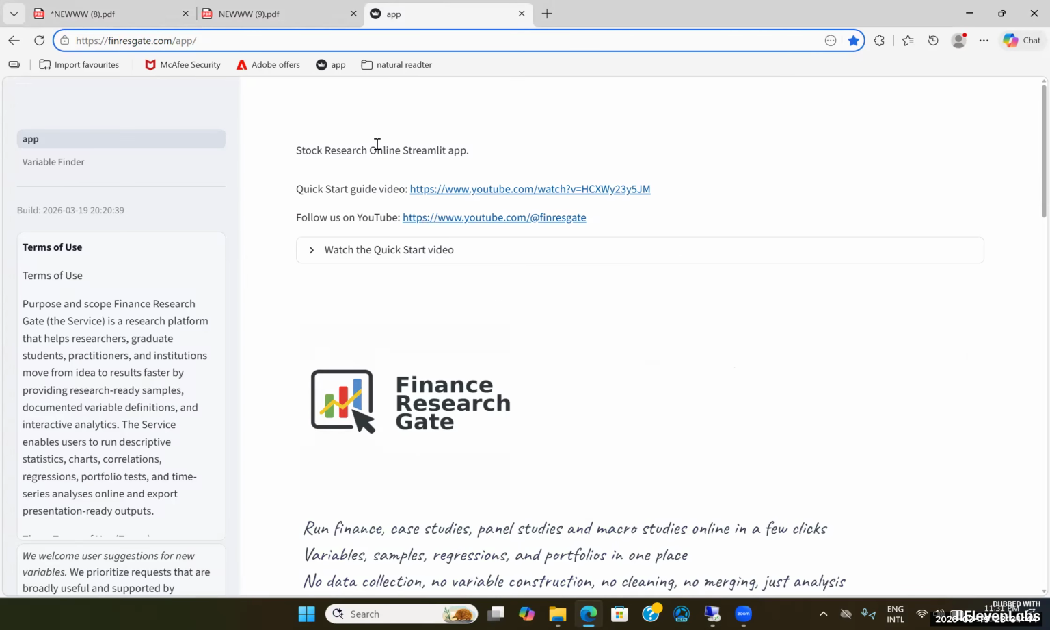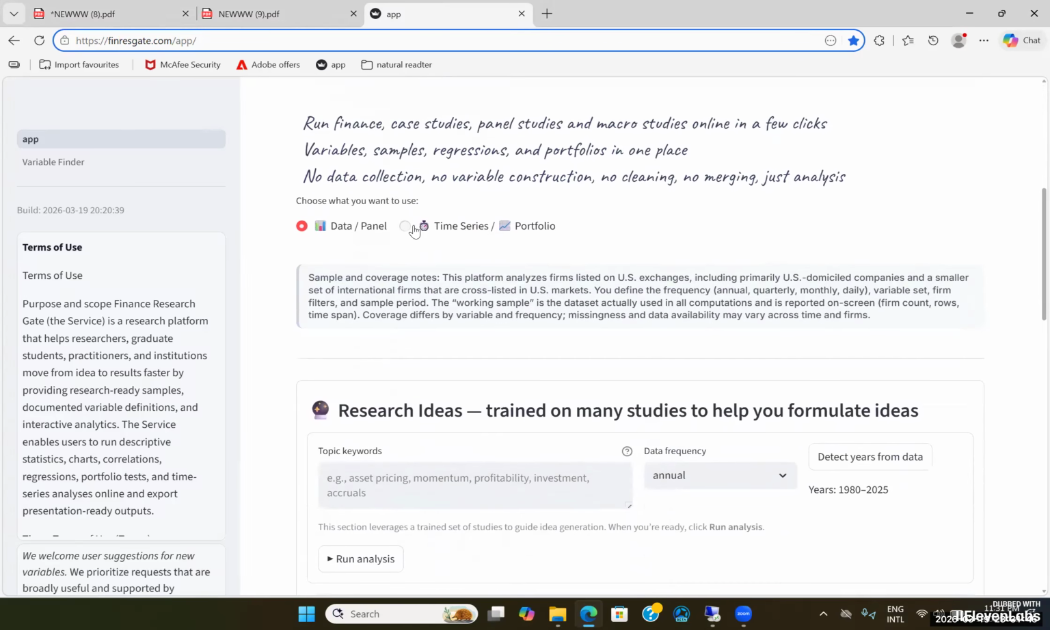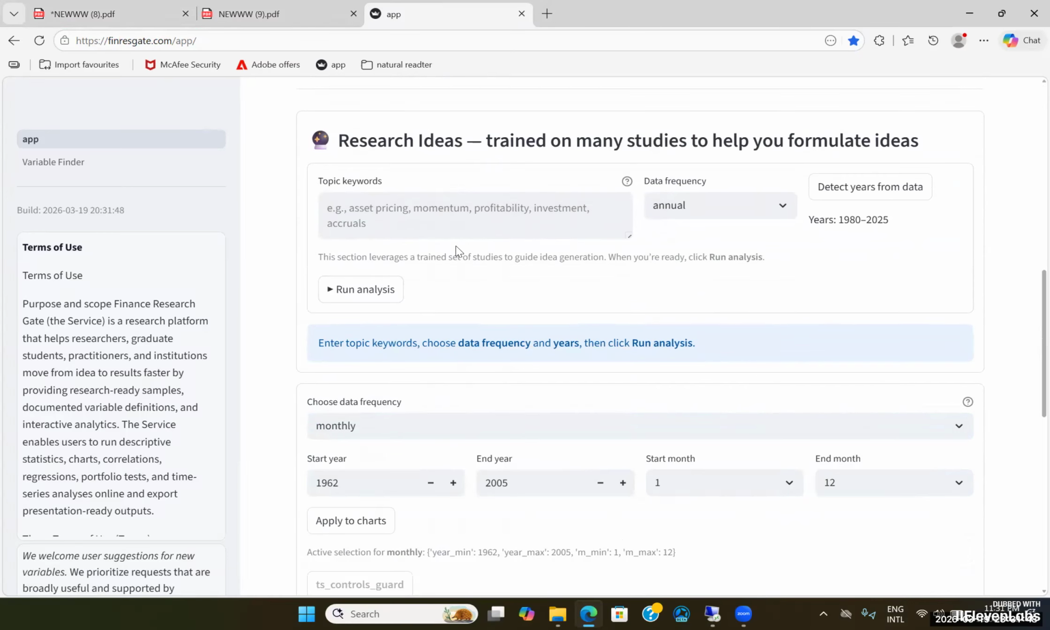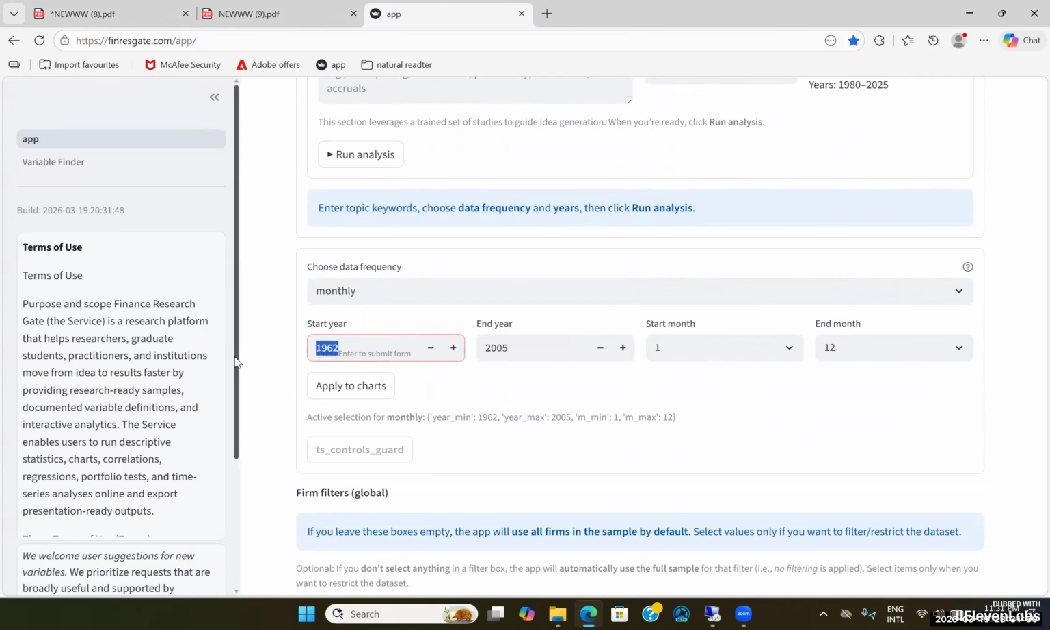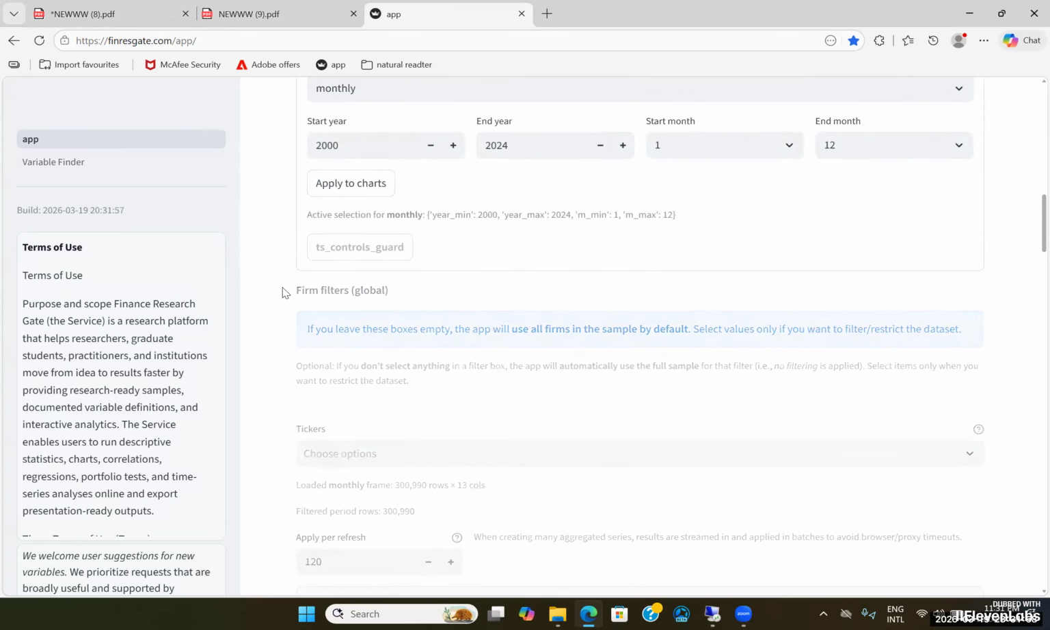So let's take a practical example by navigating to our website. From there, we'll select the time series data. We'll set the frequency to monthly. We should begin our date range from the year 2000 and then extend it all the way to 2024. Once that's done, we'll just click the apply button.